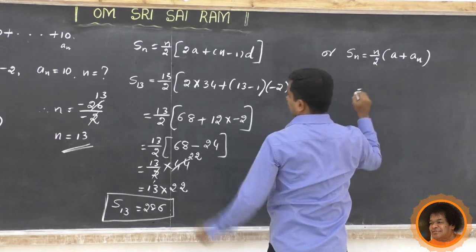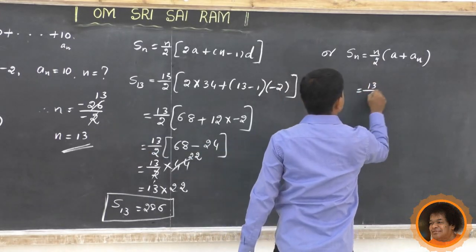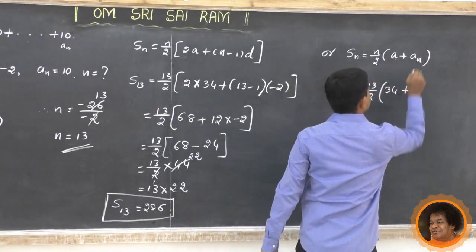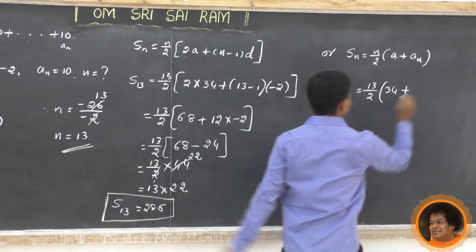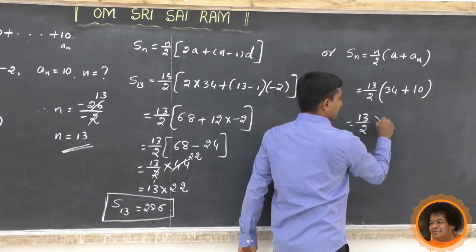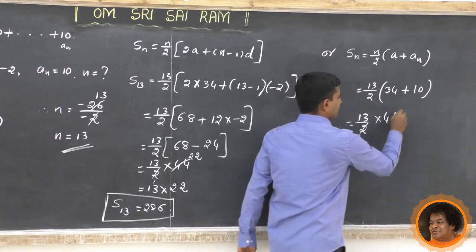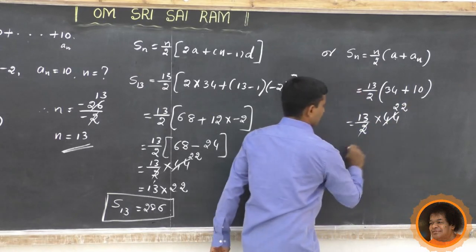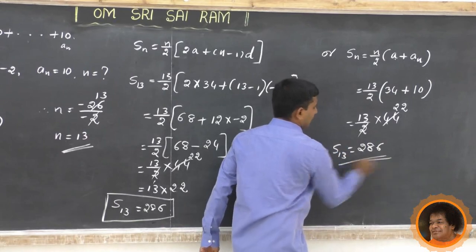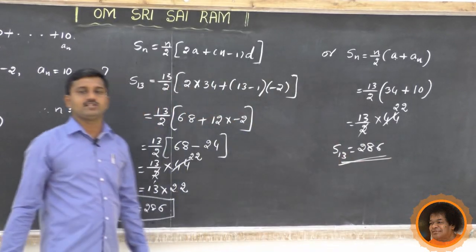So n means the number of terms, that is 13 by 2 into the first term 34 plus the last term value, that is 10. Now simplify: 13 by 2 into 44, 2 ones are 2, 22s are 286. So this is the sum of the first 13 terms of the given list of numbers.